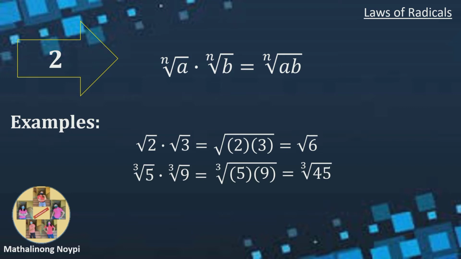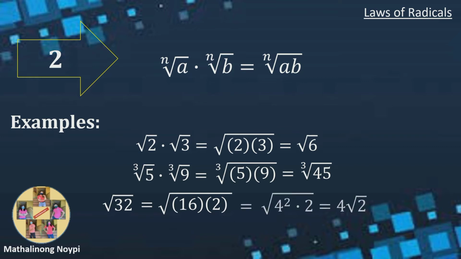And then the last example for the second law, that is square root of 2 times square root of 32. So, since ang 32 naman ay factors niya ay 16 times 2, so that is square root of 16 times 2, where 16 is perfect square, so that is square root of 4 squared times 2, so we have the final answer of 4 square root of 2.